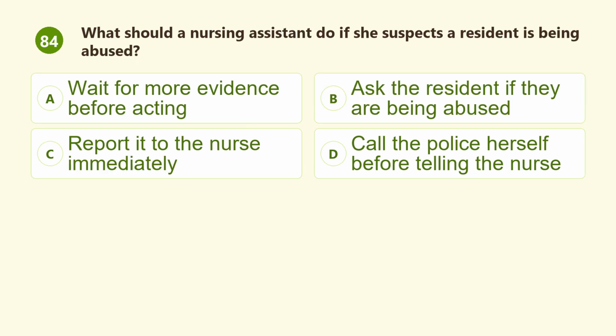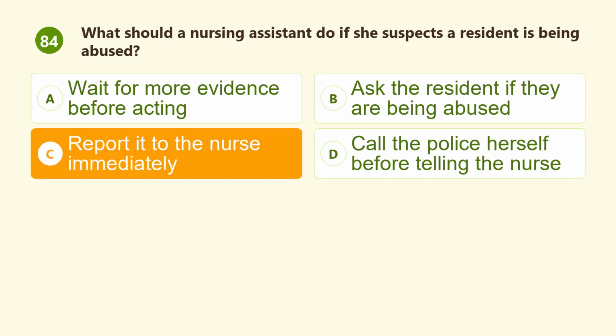Question 84. What should a nursing assistant do if she suspects a resident is being abused? Option A. Wait for more evidence before acting. Option B. Ask the resident if they are being abused. Option C. Report it to the nurse immediately. Option D. Call the police herself before telling the nurse.